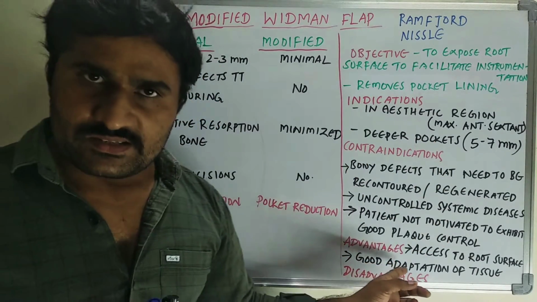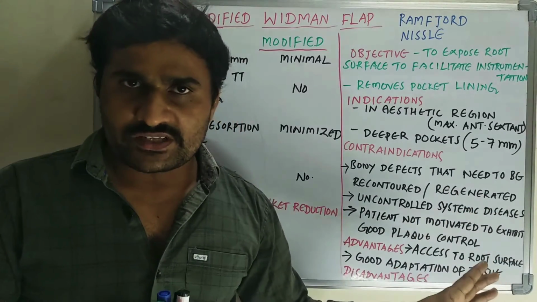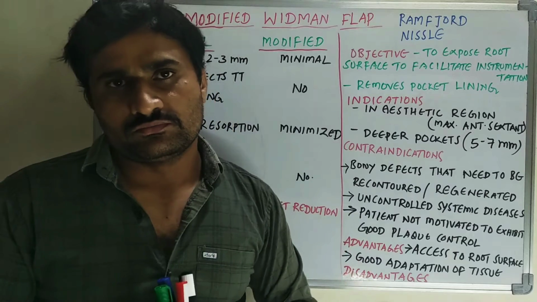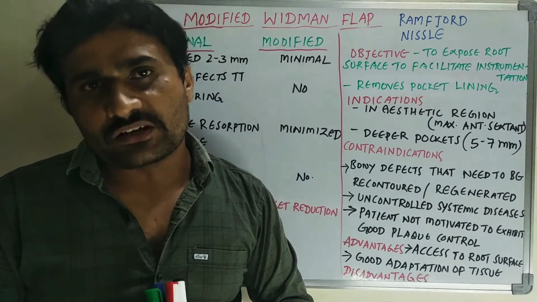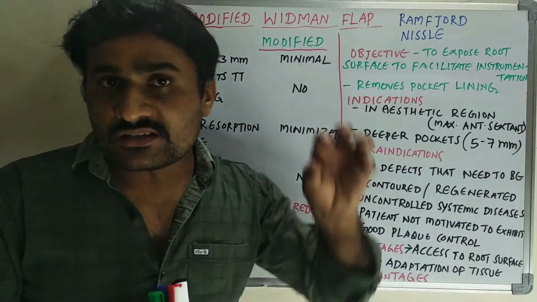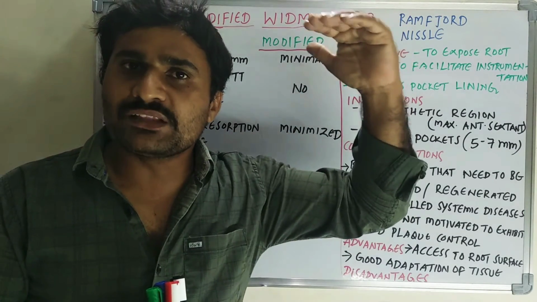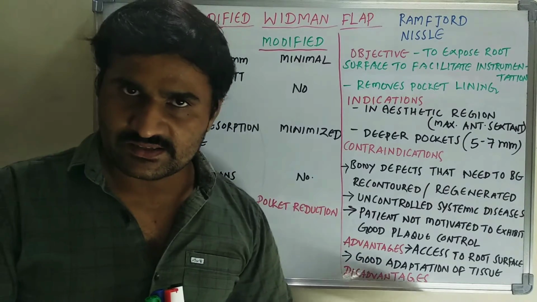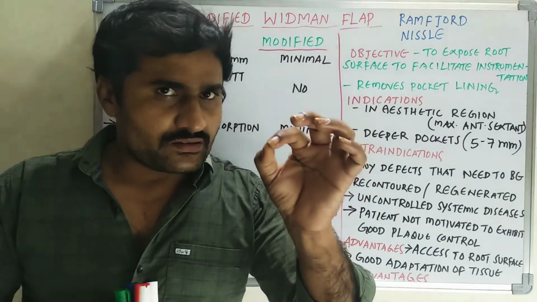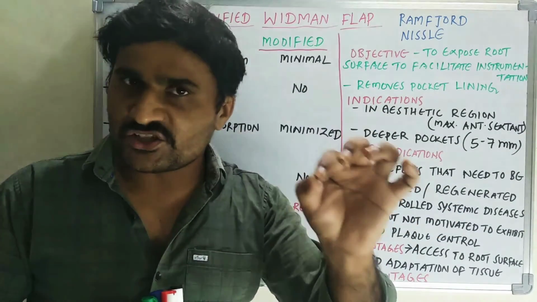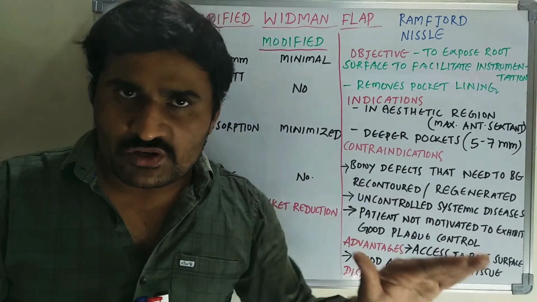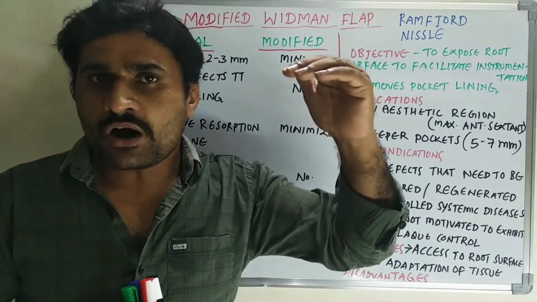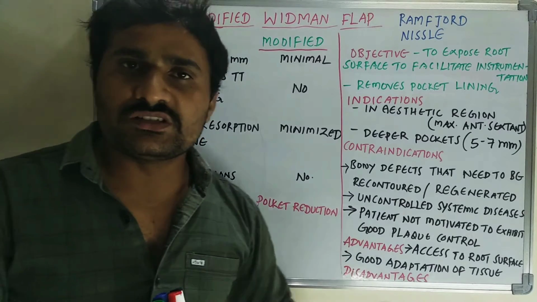Then coming to the advantages, it provides access to the root surface, and there is good adaptation of the tissue to the bone, so that there is good healing after the procedure. Because of that healing only, pocket depth reduction is occurring. Then coming to the disadvantages, you can't go for bony surgeries, that is osseous surgery; correction of any bony defects is not possible, and it is not essentially a pocket elimination procedure, it is a pocket reduction procedure. Those are the two disadvantages.